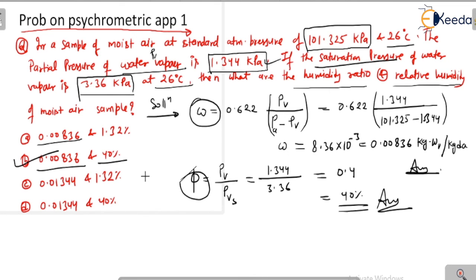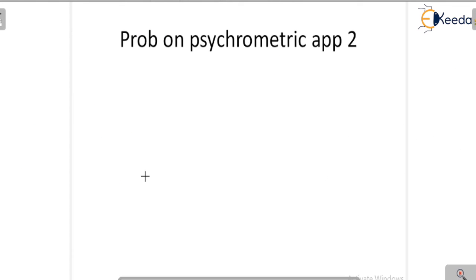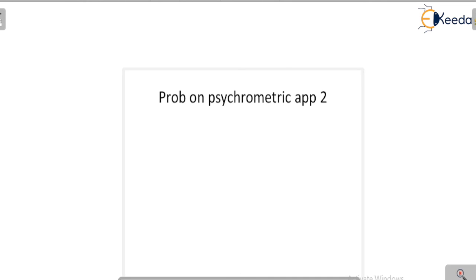Some basic formulas are going to be used for any type of question. Okay? And now we are going to solve the next problem, that means a problem on psychrometric application, and that will be our second problem.